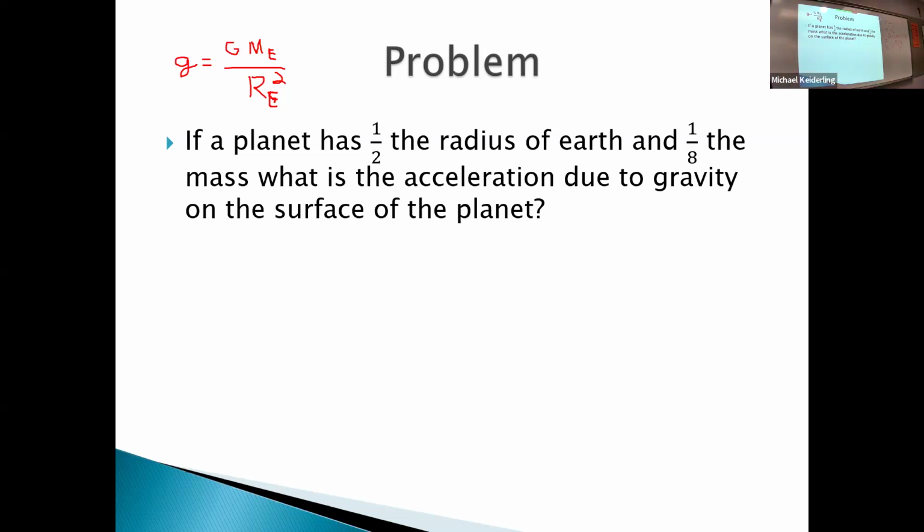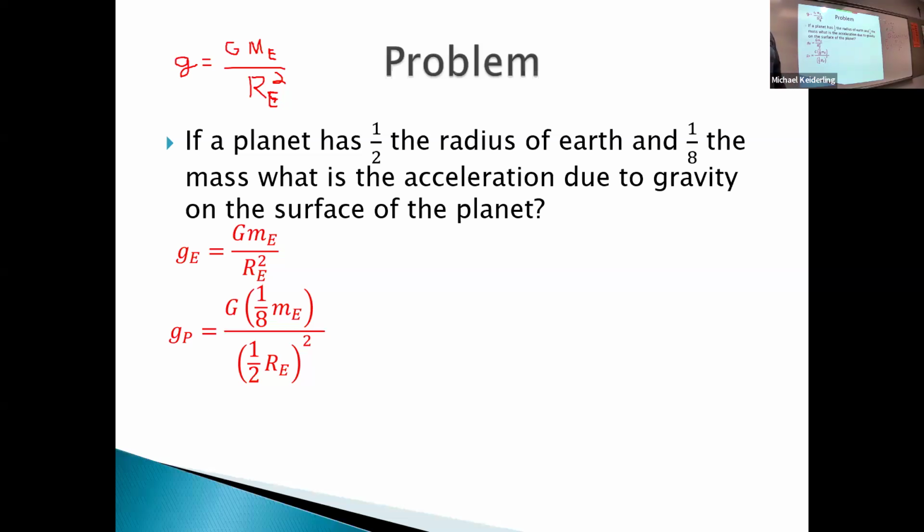So there's two factors. Cutting the radius in half will increase the acceleration due to gravity by a factor of 4 because it gets squared. But dividing the mass by 8 will decrease the acceleration due to gravity by a factor of 8 because mass is on top, 1/8. So what will happen is you'll get g on Earth is big G times mass of Earth over radius of Earth squared.